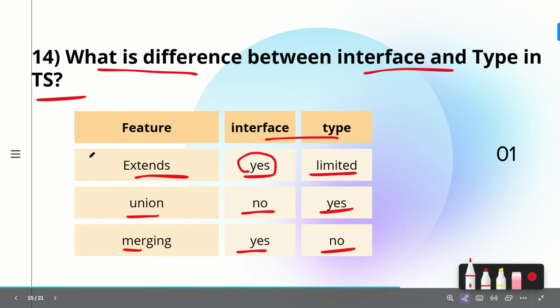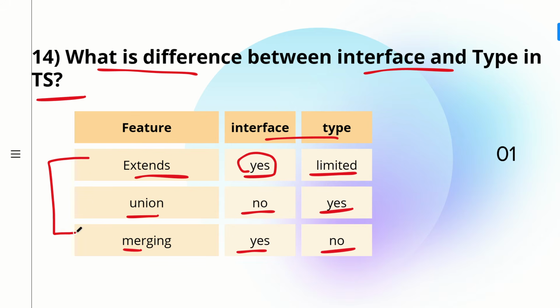So if you see inheritance wise, extends and merging is more useful when we see the application of interfaces and objects. How do we use it in our code bases? So interface is most preferred one. With interfaces we can do extend and merging. With type we can do union.